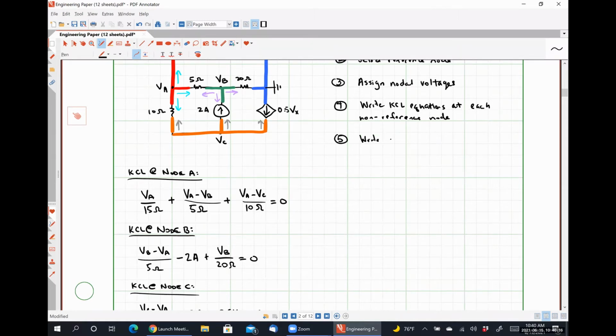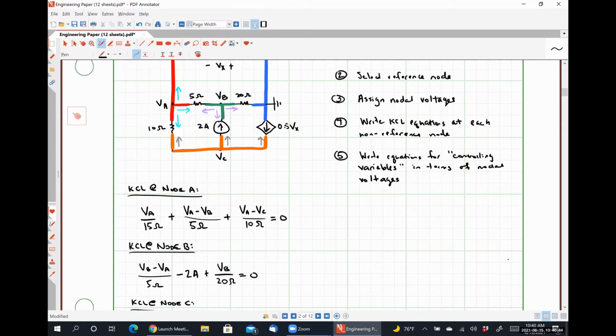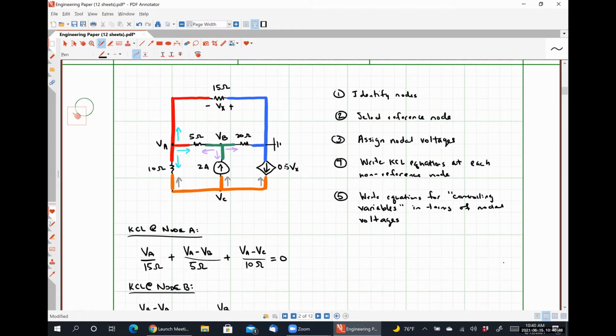Which is to write equations for what I'm going to call controlling variables in terms of nodal voltages. So this is a lot of words. What I mean explicitly here is we are trying to define Vx, our controlling variable, in terms of our nodal voltages, okay? So how we are going to do this is we say that the voltage Vx is the voltage present at the positive polarity terminal.